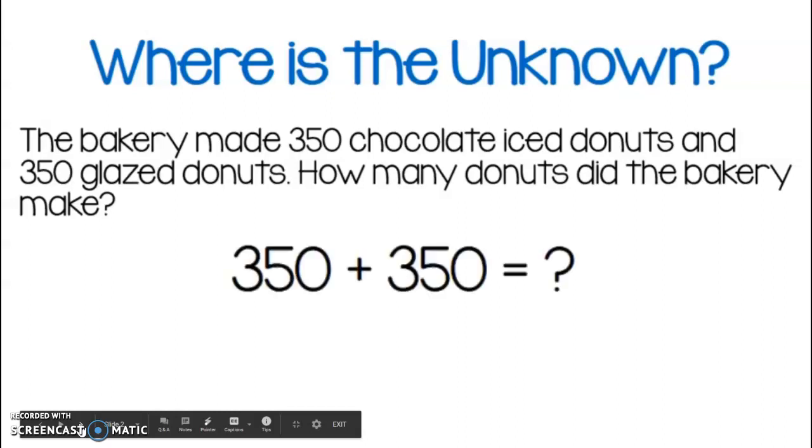Did you write 350 plus 350 equals question mark? Great job. At the end of the equation, this is the result unknown because the missing number is at the end. So we just need to add the two numbers together to get the unknown. Do you think there are also result unknown subtraction problems?